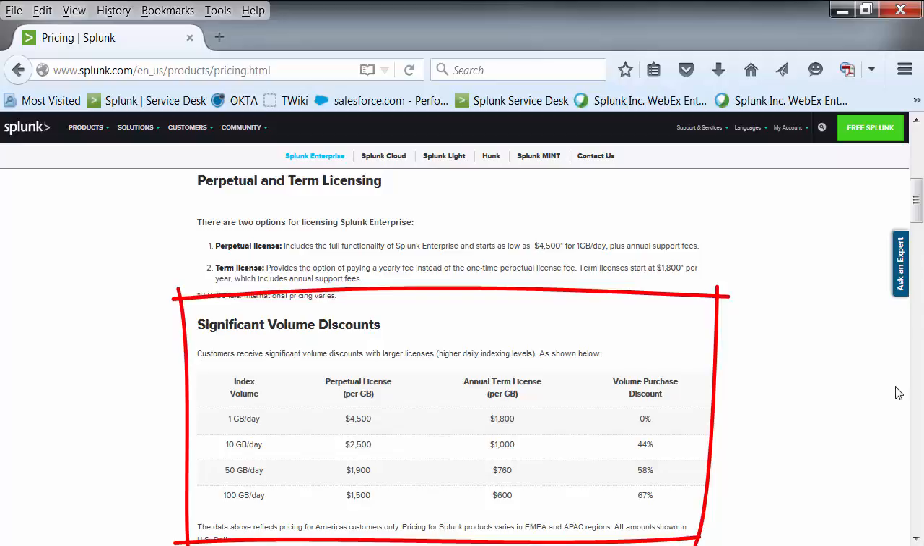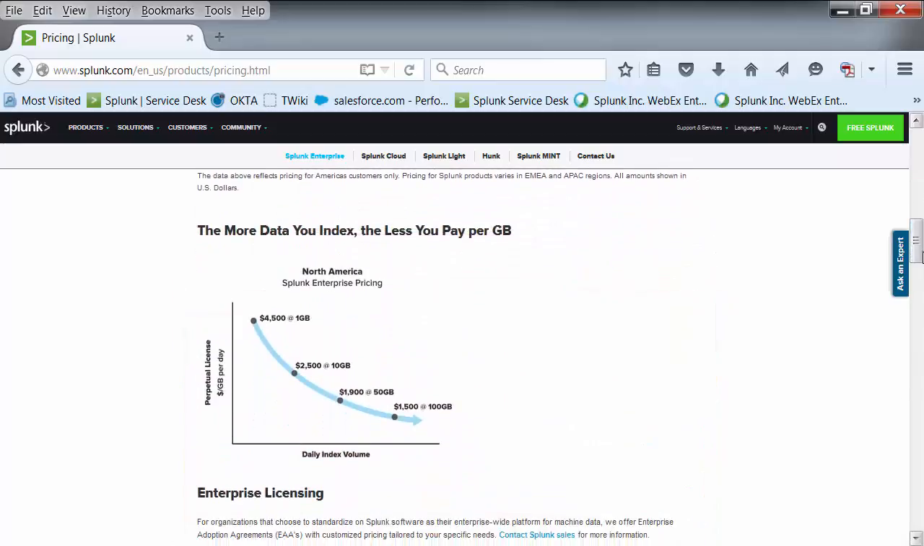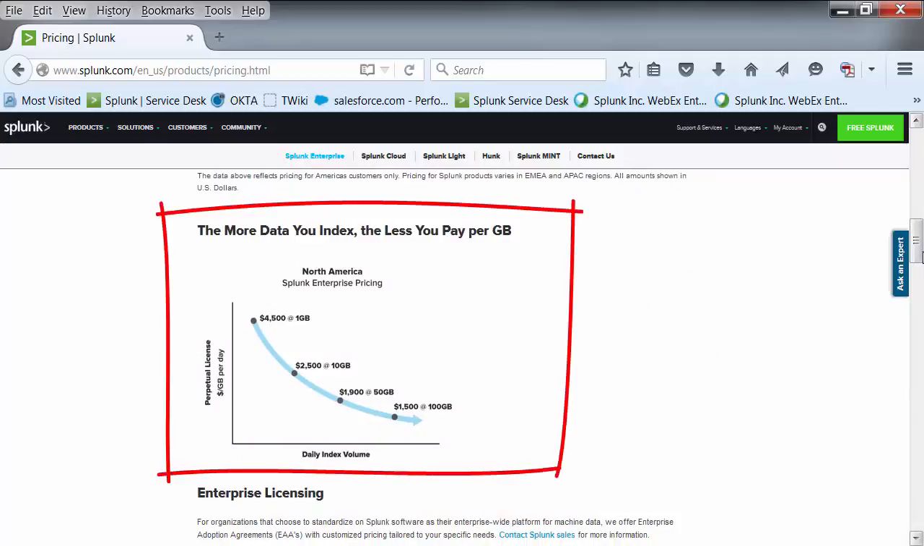On our website pricing page, we also showcase a graph illustrating how the more data a customer indexes, the less they pay. Making our volume discounted pricing more transparent allows customers to see how quickly their price per gigabyte goes down as data volume increases, giving them less incentive to unnecessarily limit the amount of data they're ingesting into Splunk. It also helps refute the market perception that Splunk is expensive.